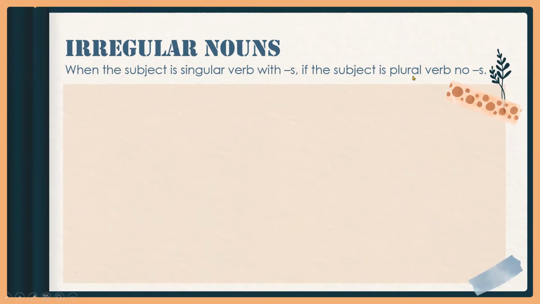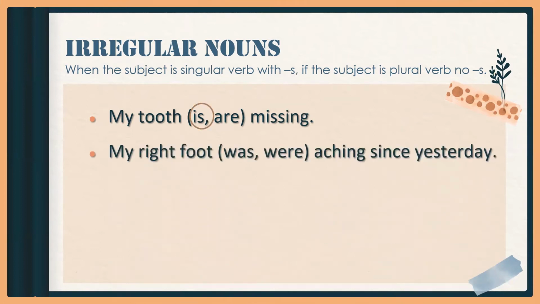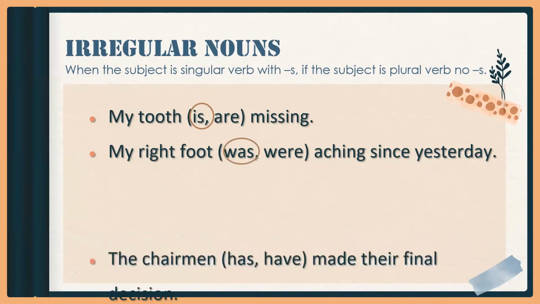However, if the subject is plural, verb no S. Example, my tooth are missing. So we have here tooth, and since tooth is singular, your verb should be is. Next, my right foot were aching since yesterday. Since our subject here is foot, then our verb should be was.